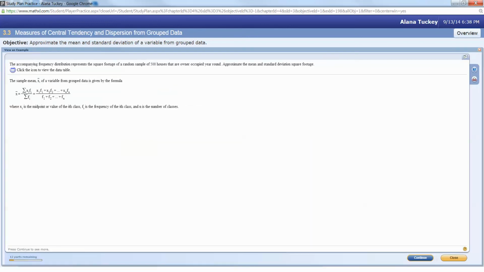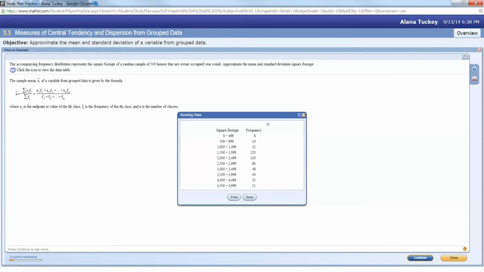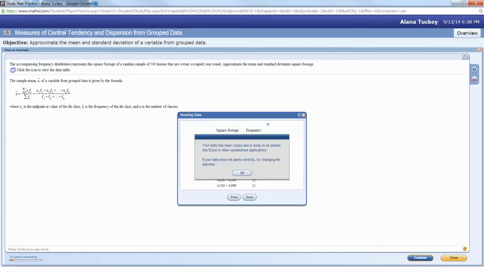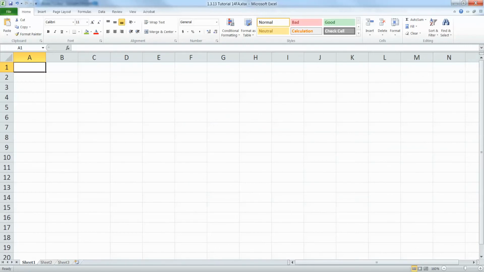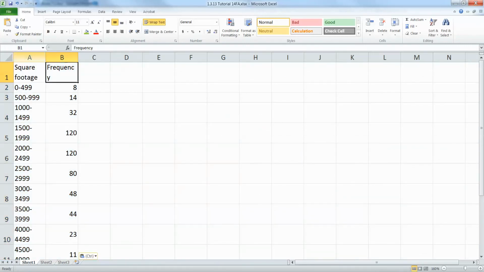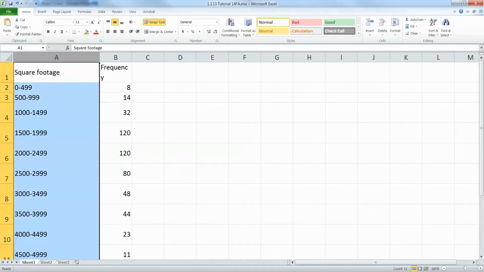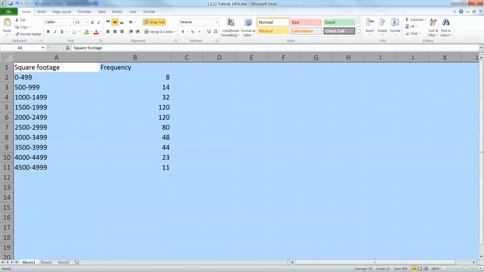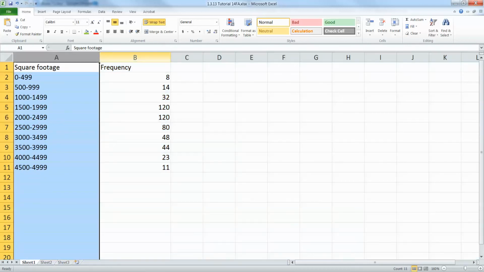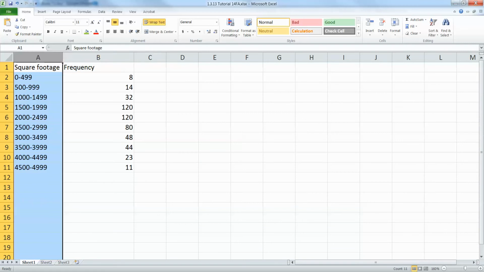And we have the accompanying frequency distribution represents the square footage of a random sample of 500 houses that are owner-occupied year-round. Approximate the mean and standard deviation square footage. So I'm going to copy to my clipboard and paste into Excel. And again, I'm not actually going to use Excel. I just want to use Excel as my typing surface because I don't have paper when I'm working on a computer like this. Okay, so here we have our numbers right here, and we have our frequencies.